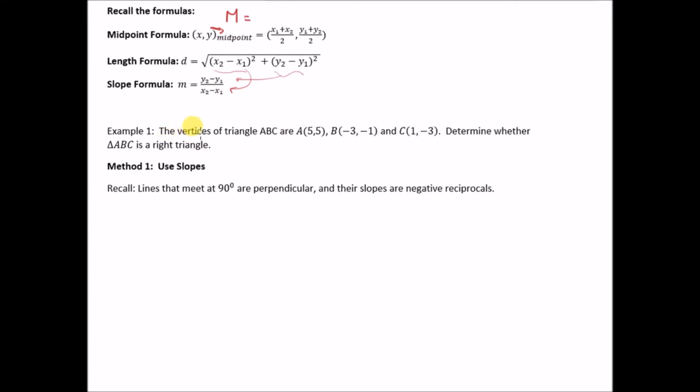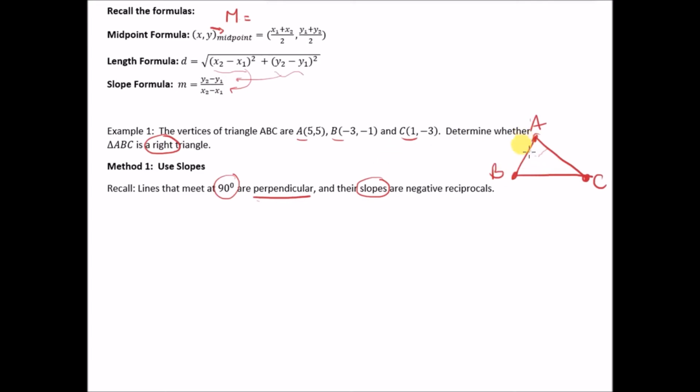Example 1. The vertices of a triangle ABC are given. Determine whether triangle ABC is a right triangle. So, when we are looking for a right triangle, we are looking for lines that meet at 90 degrees, or lines that are perpendicular. What we know about their slopes is that they are negative reciprocals. So if I had triangle ABC, and it doesn't matter how you draw this, it looks like it's a right angle triangle in this corner, but I have no idea, I'm just throwing these down.